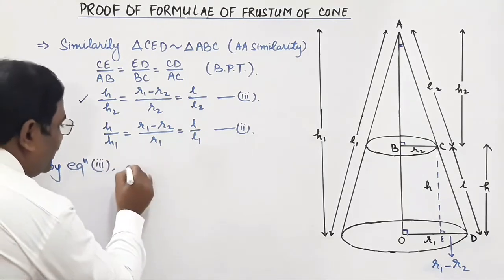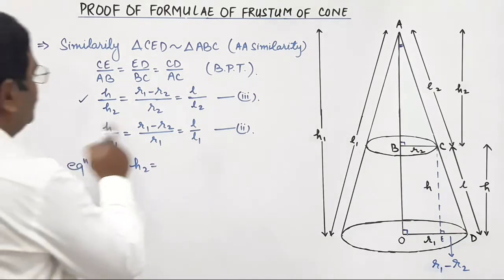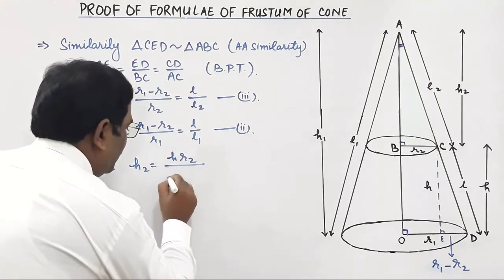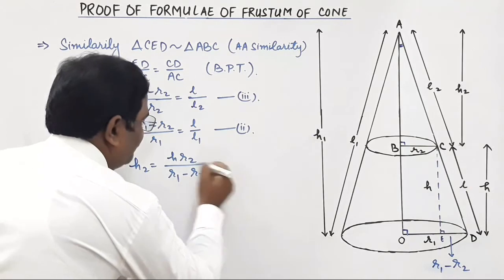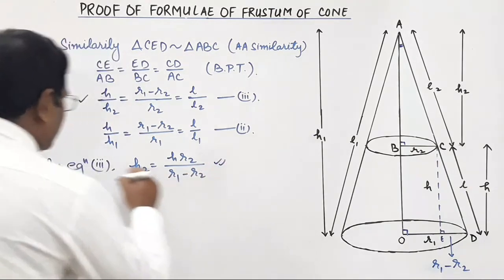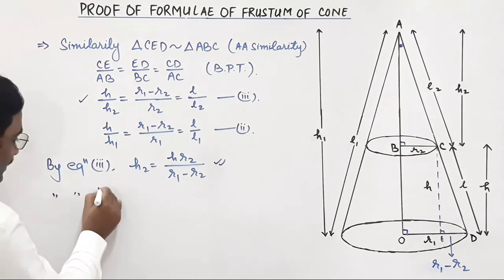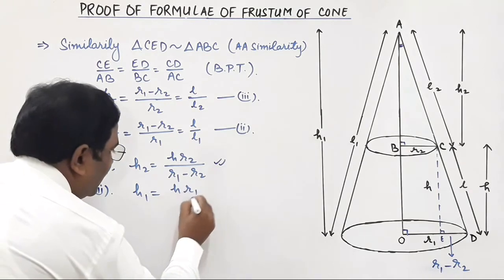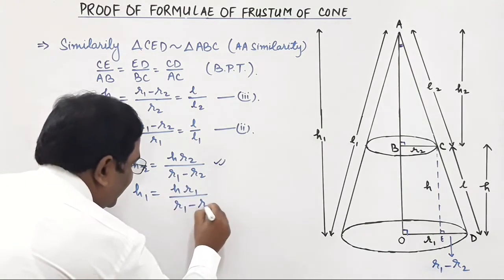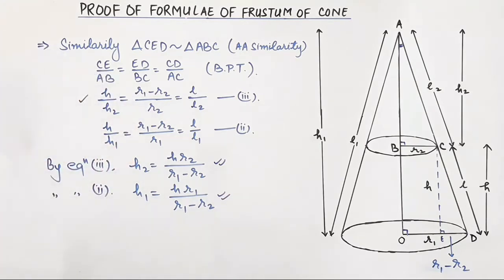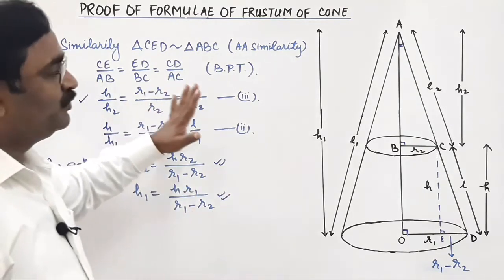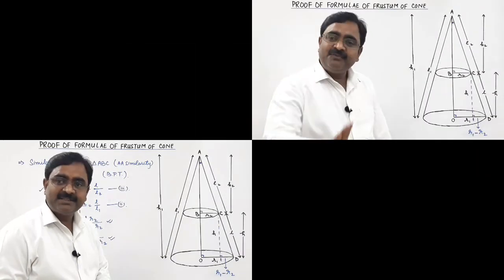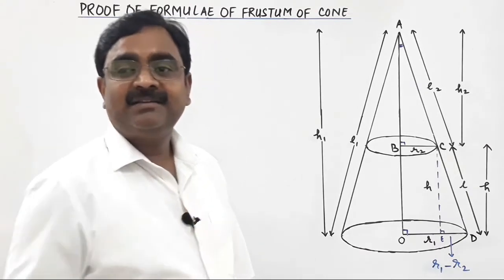H2 is equal to H R2 upon R1 minus R2, right? And similarly, by equation second, we can say that H1 is equal to H R1 upon R1 minus R2. So these 2 formulas are required to prove the formulas of frustum of the cones. Understood, friends? Now we have to come to our topic.